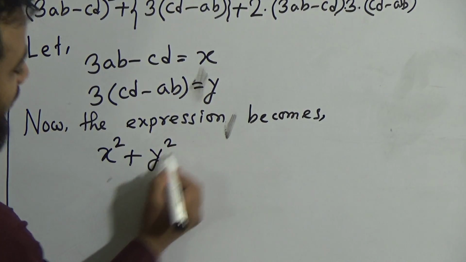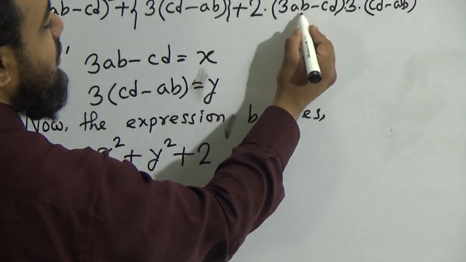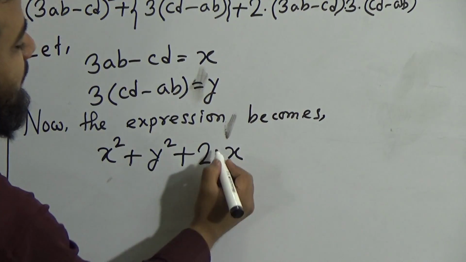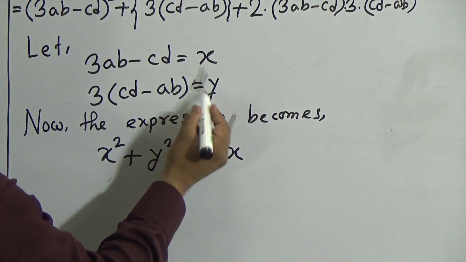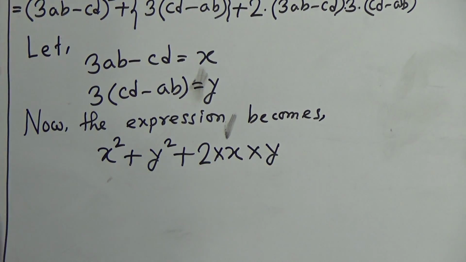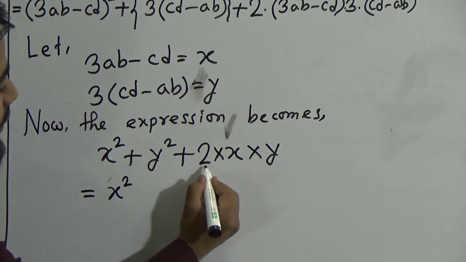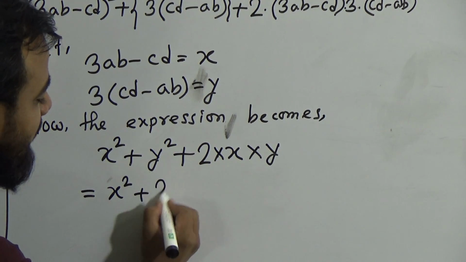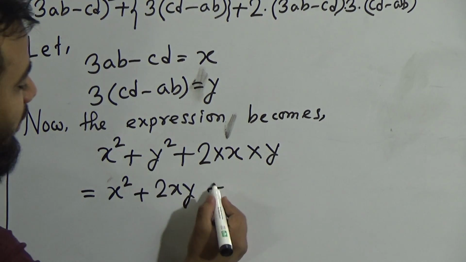Plus sign 2, now 3 into 3AB minus CD we assumed as X, so we can write down X here. And my dear students, 3 into CD minus AB we assumed as Y, so we can write down Y. Now we'll rearrange the formula. The formula is X square, then twice XY. When we multiply this one, we get twice XY. So twice XY we need to write down in the middle because twice AB arises in the middle in the formula. Now we can write down Y square.